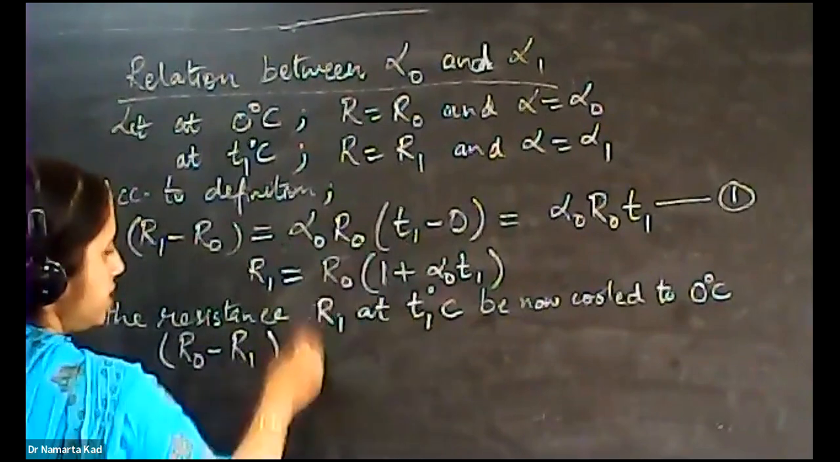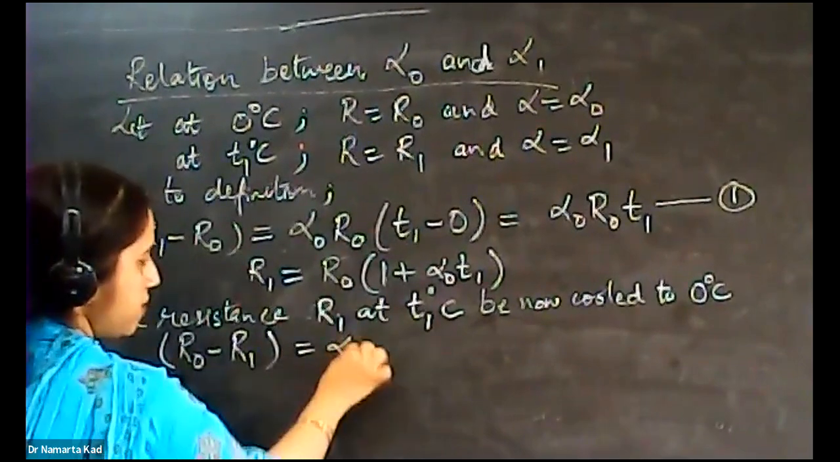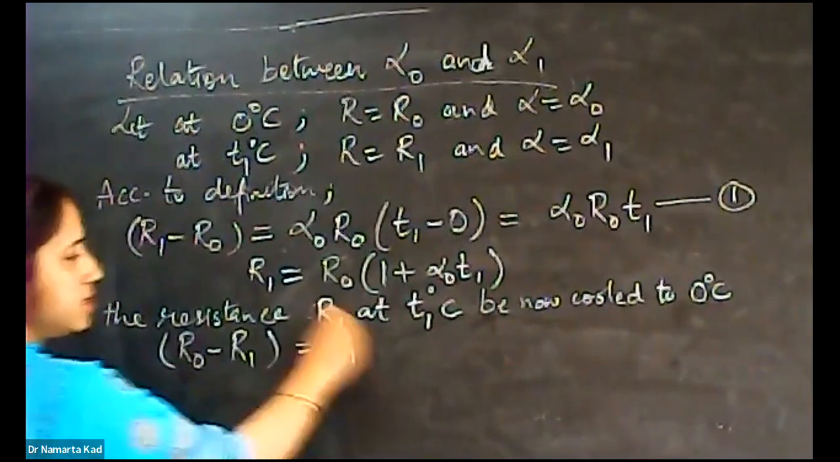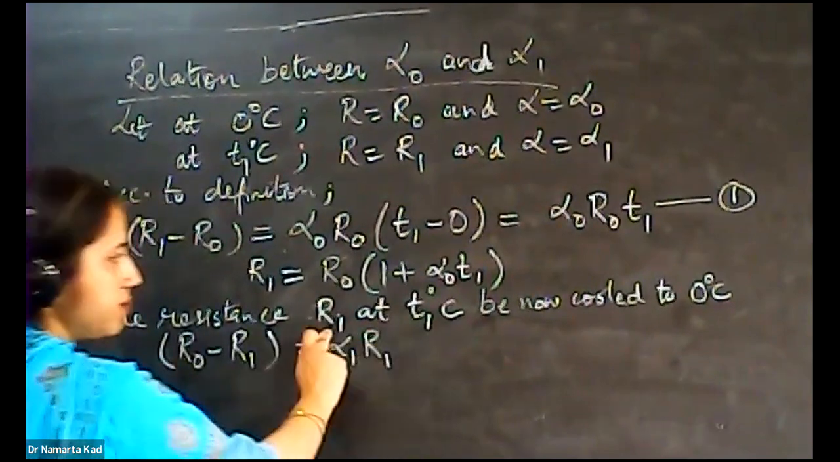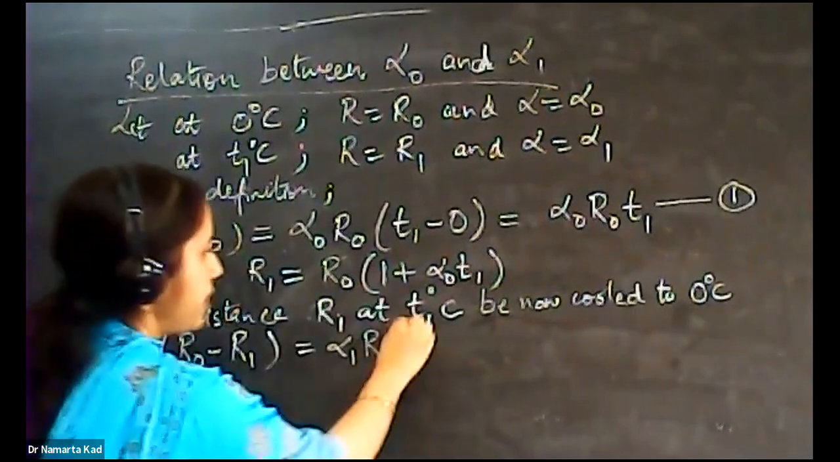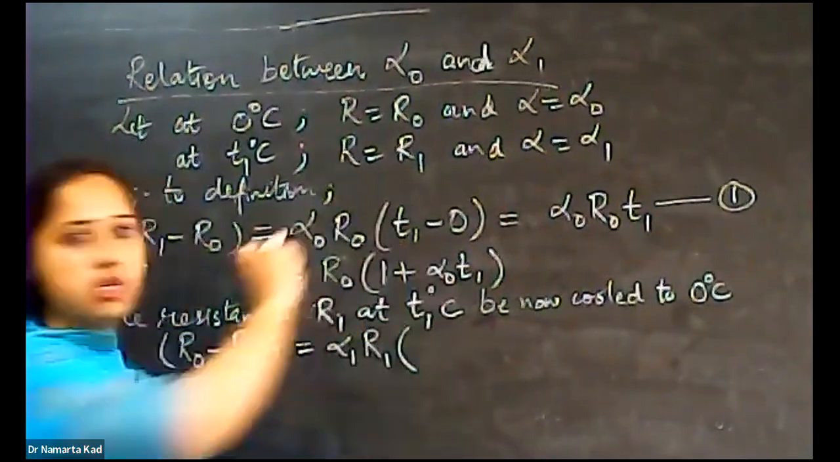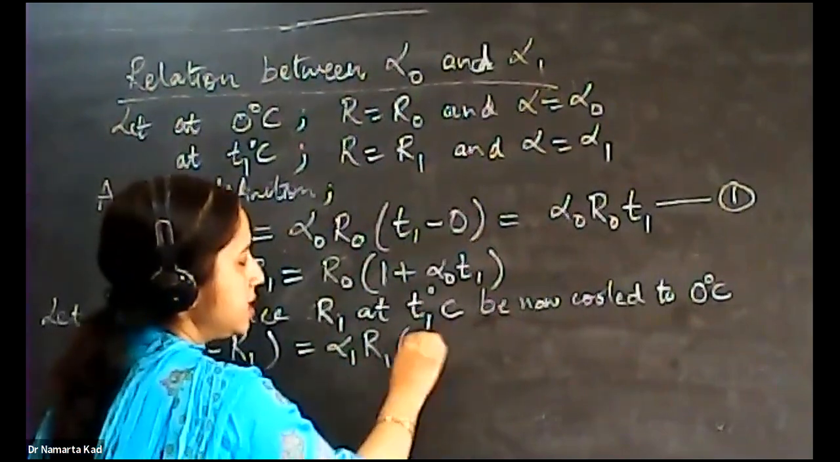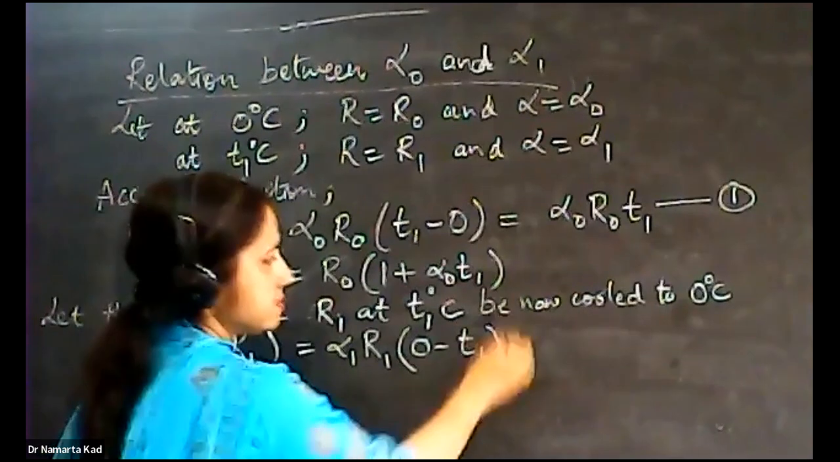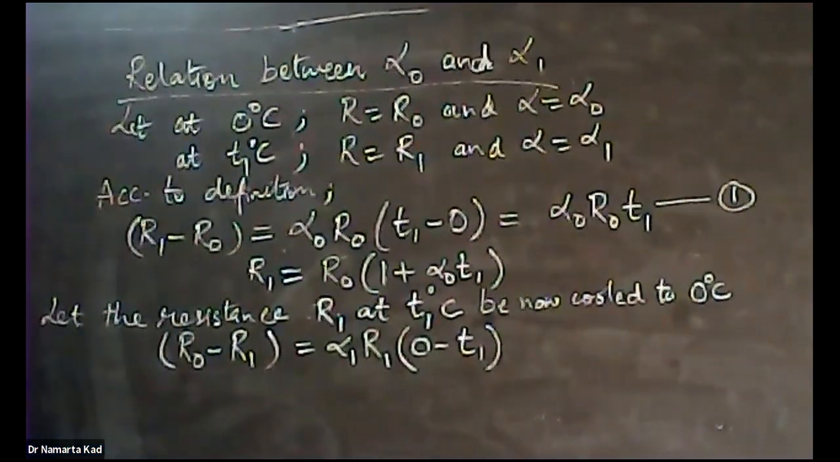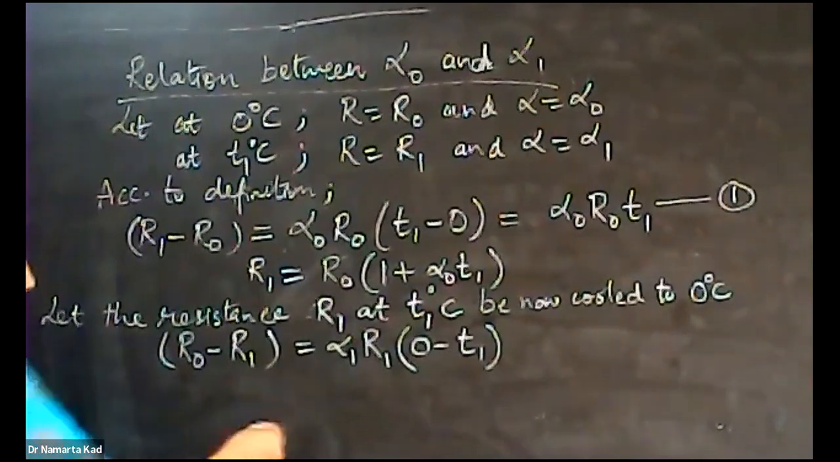in the same way, it is equal to alpha 1. Now there comes out to be alpha 1. What is the original resistance now? It is R1 because the initial temperature is T1. Okay, R1, and what is the change in temperature now? Initially it was T1 minus 0. Now it comes out to be 0 minus T1.